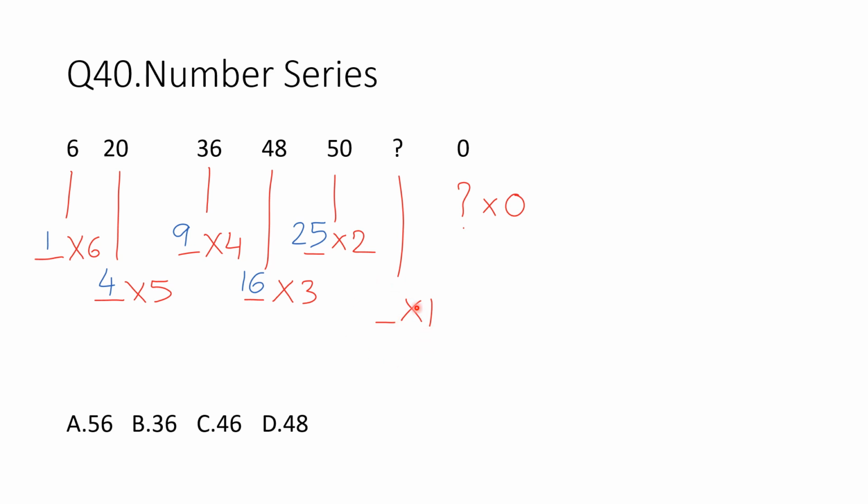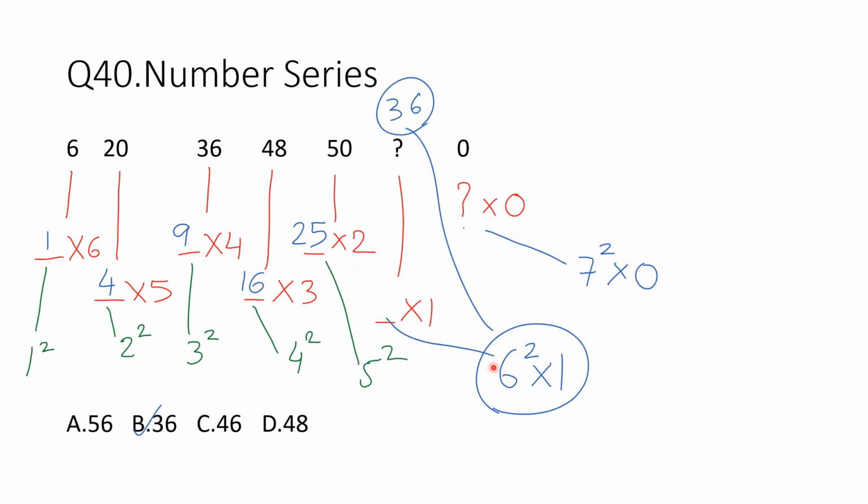So what should this be? Think of it. What are these? These are all squares. So this should be what? 6 square. So 6 square into 1, that is 36. And this is 7 square into 0. So this is multiplied by 0, 7 square into 0. So this makes sense, and that is why this is 6 square into 1, which is 36. So this is how you can get the answer to this series. I hope this was an interesting question.